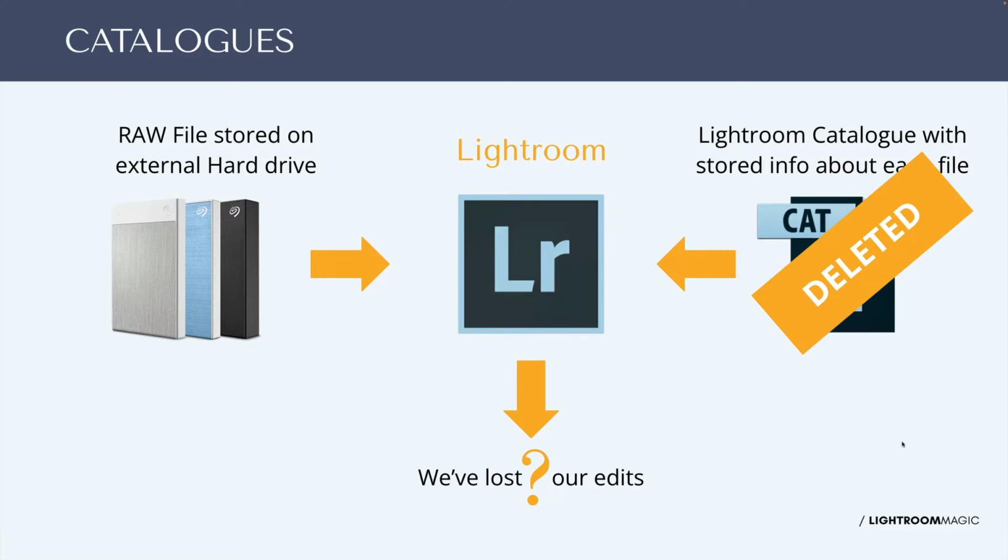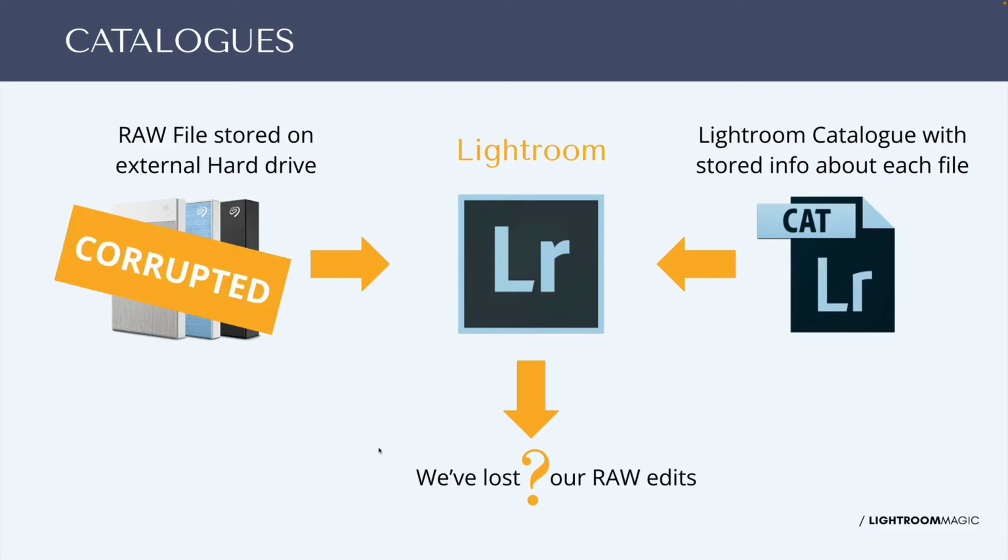Now, just say for some reason you deleted or lost a catalog. Well, then we've lost all the edits and the ability to edit. So we really need to make sure that we have that catalog, that it's working properly, and that we have backups as well. The other thing that might happen to us is we might lose a hard drive. It might get corrupted, and then we've lost all our raw files. The Lightroom catalog does not store our raw files. So we really need those 3 pieces of the puzzle.